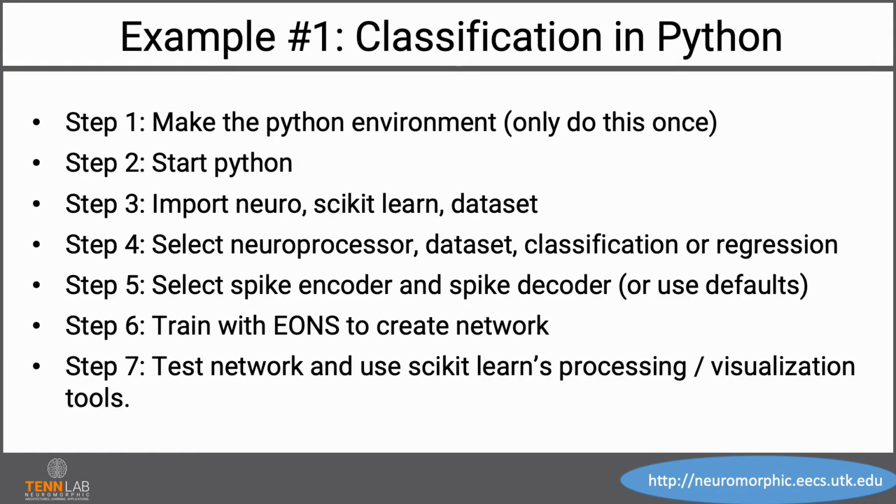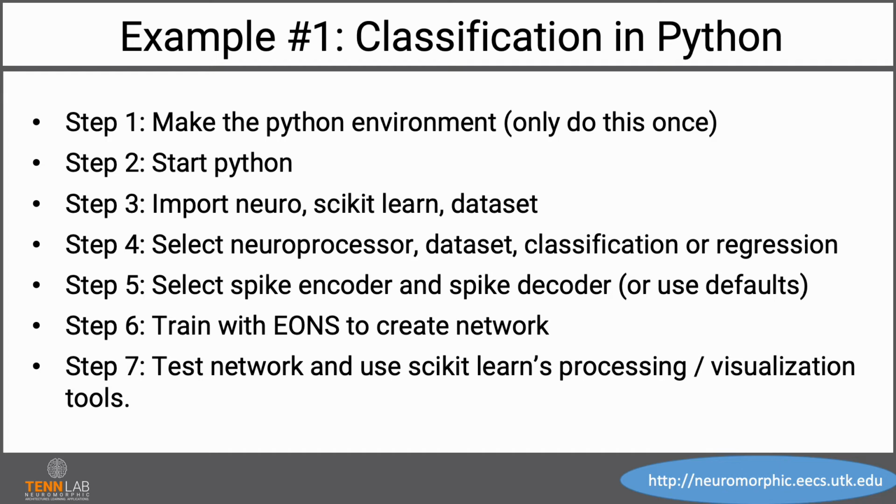So I'm just going to run through 3 example scenarios of things that you might do with our framework. The first would be doing classification in Python. I'm just going to give you an overview of the steps so you can get some intuition. The first thing you have to do is make the Python environment, which is going to involve compilation, etc. with a script. You only do this once.